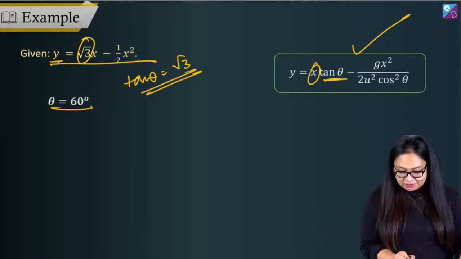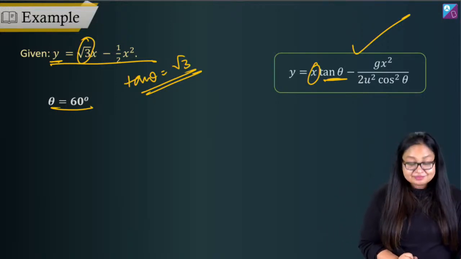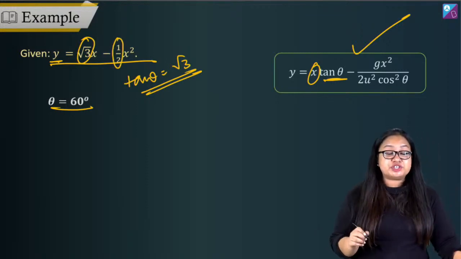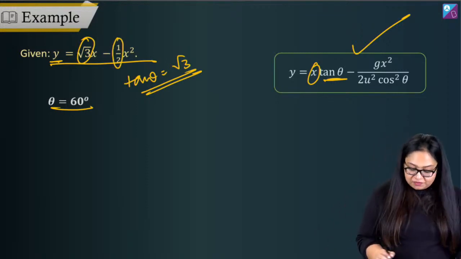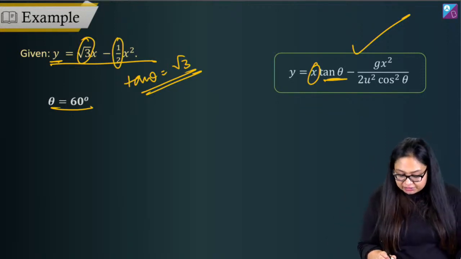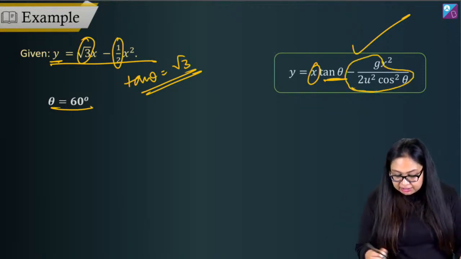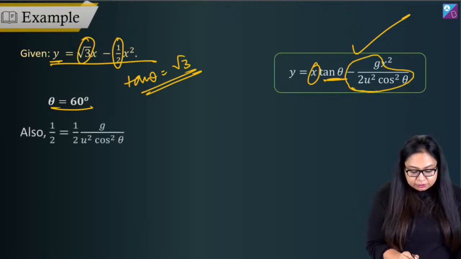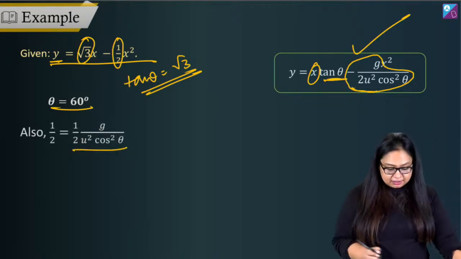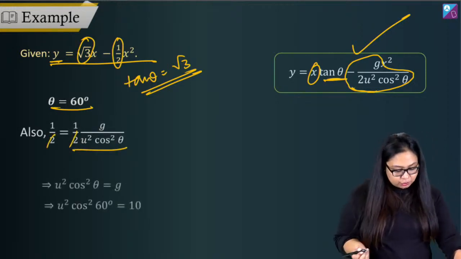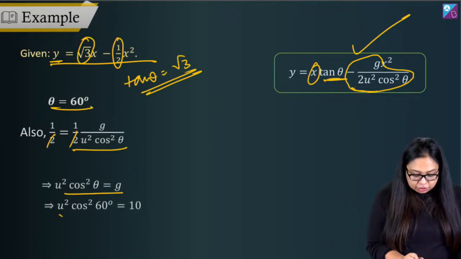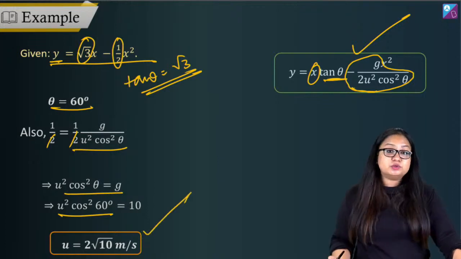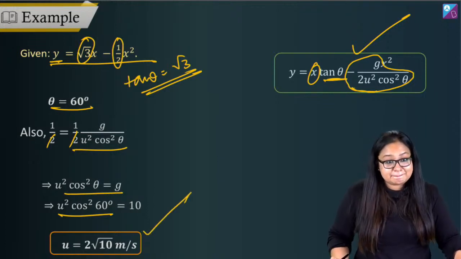Come on, quickly tell me what is the value of u coming out? Let's compare the coefficient of x square also. Over here the coefficient of x square is minus half, over here it is minus g upon 2u square cos square theta. Half will be equal to g by 2u square cos square theta. Half cancels out. We get u square cos square theta equal to g. U square cos square 60 degrees equal to 10, and u comes out to be equal to 2 root 10 meter per second.